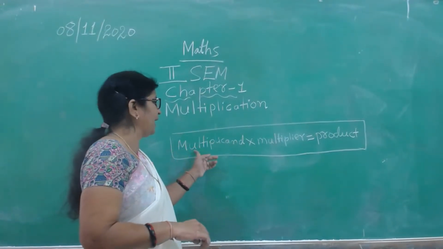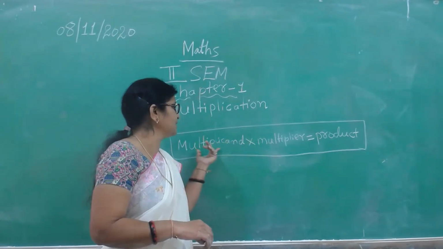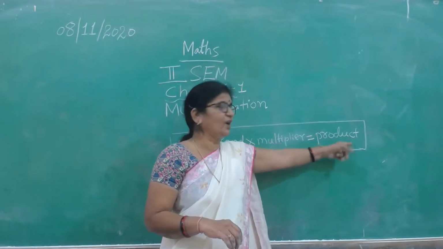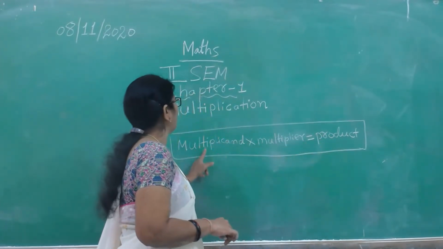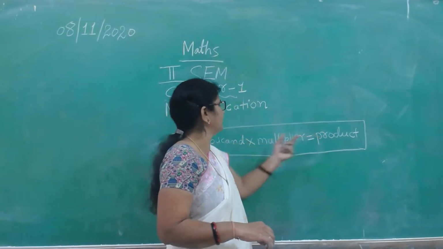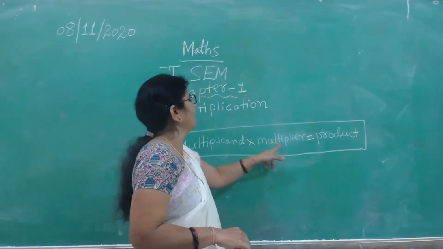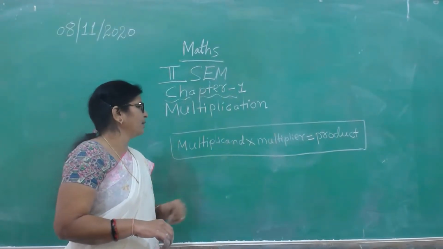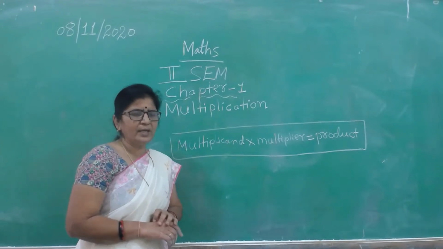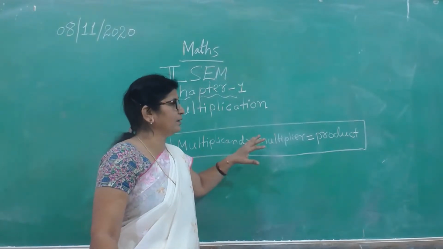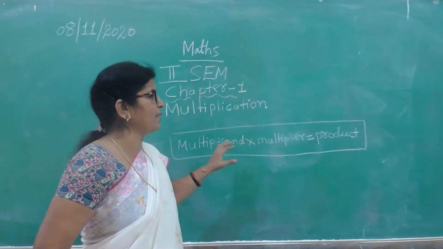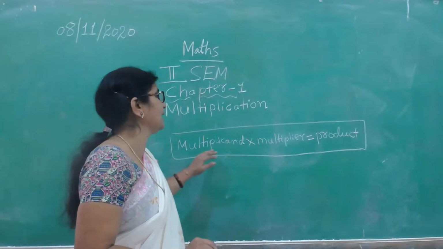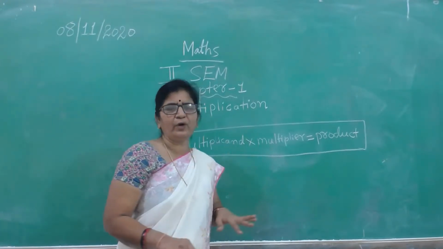They may give multiplicand and multiplier, and you have to write the product. Sometimes they may give multiplicand and product, and you have to write the multiplier. Sometimes they may give multiplier and product, this blank will be there, and you have to write the multiplicand. So in some problems the formulas will come. You have to keep that in your mind.